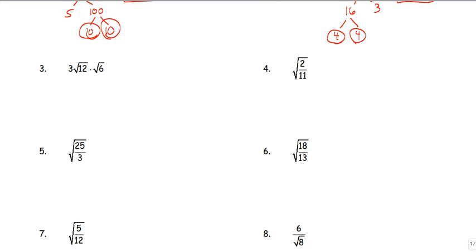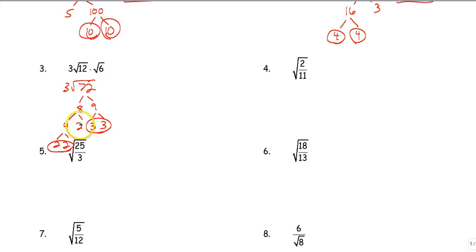12 and 6, 72, so 3 root 72. Do not forget the 3 on this one because it's in front. You want to break this down. 8 and 9. 9 is 3 and 3. I probably could have done this a better way. Okay, so that's 72 broken down. I have a pair of 2s and a pair of 3s.